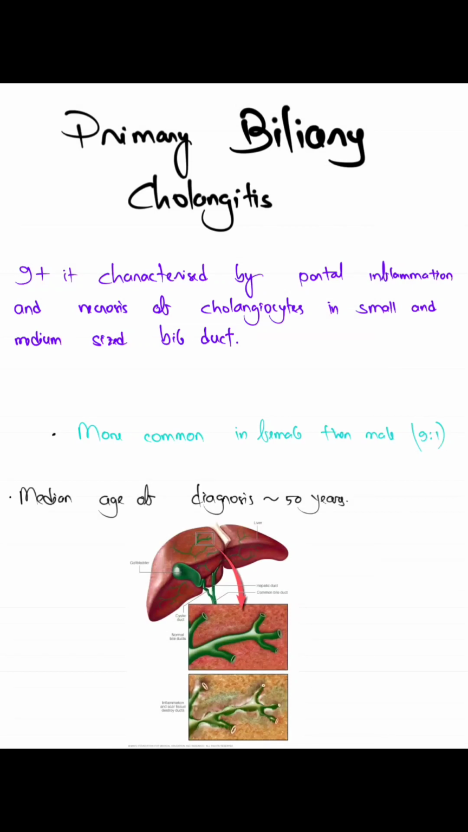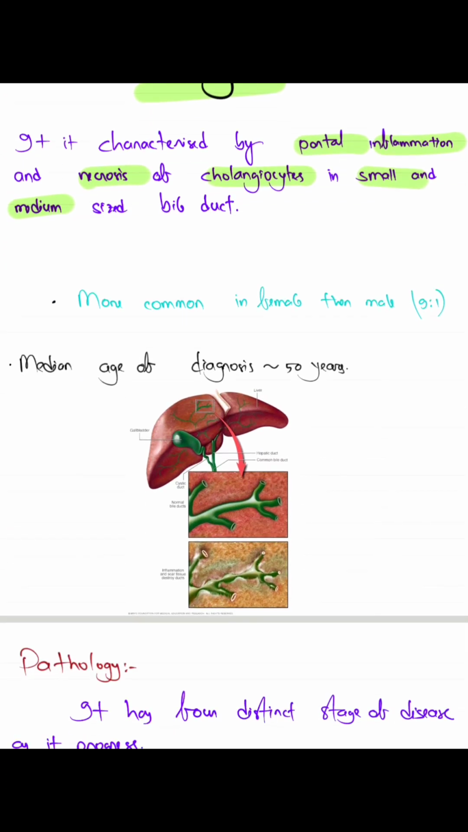Let's talk about primary biliary cholangitis. It is characterized by portal inflammation and necrosis of cholangiocytes in small and medium-sized bile ducts. It is more common in females than males, and the ratio is 9:1. Median age of diagnosis is 50 years.